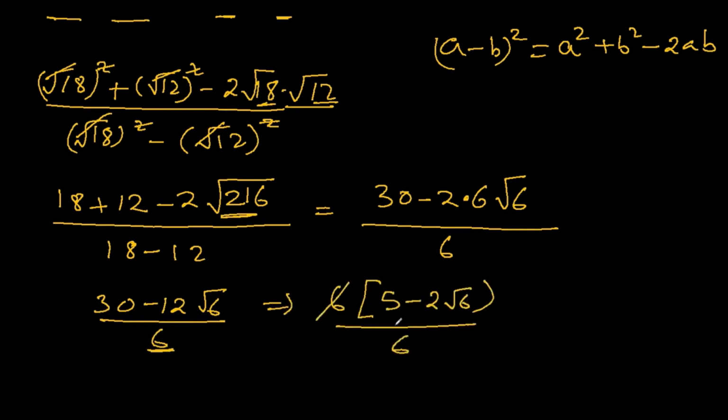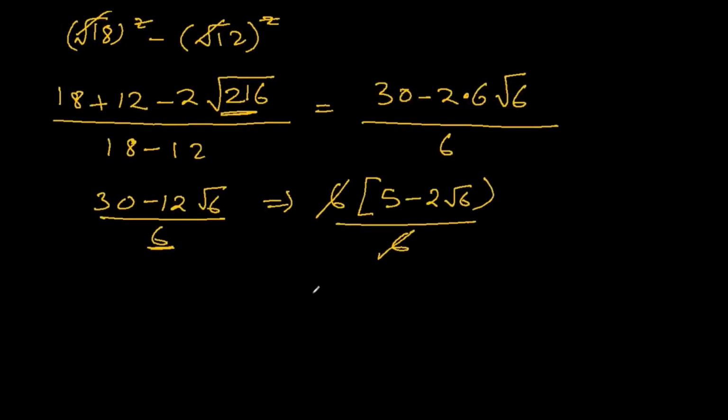And that was the purpose. 6 and 6 get cancelled out, and we are left with 5 minus 2 square root 6. That's the final answer.